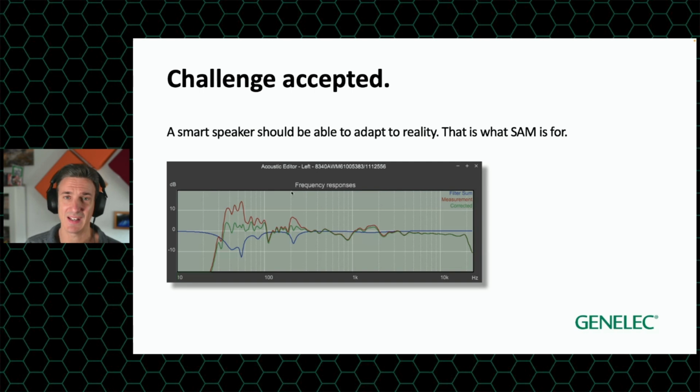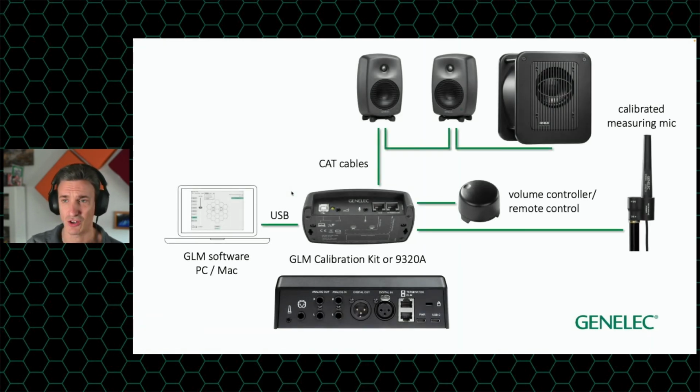And with GLM, it became way easier to see what's happening to the frequency response and what you can do about it. And this is just a very short graphic to show you how everything is done. So we have a network adapter or our new 9320 SAM reference controller as, let's say, the heart of everything, because it's connected to the speakers with CAT cables and the device is connected to your computer running GLM. The heart of the processing, by the way, is in the speakers.